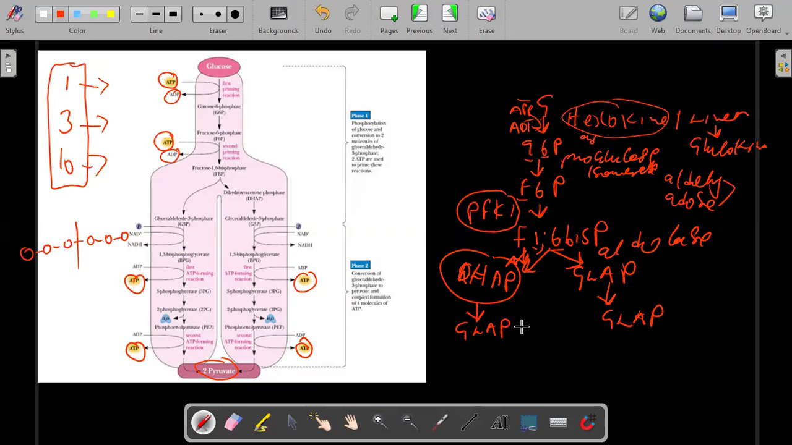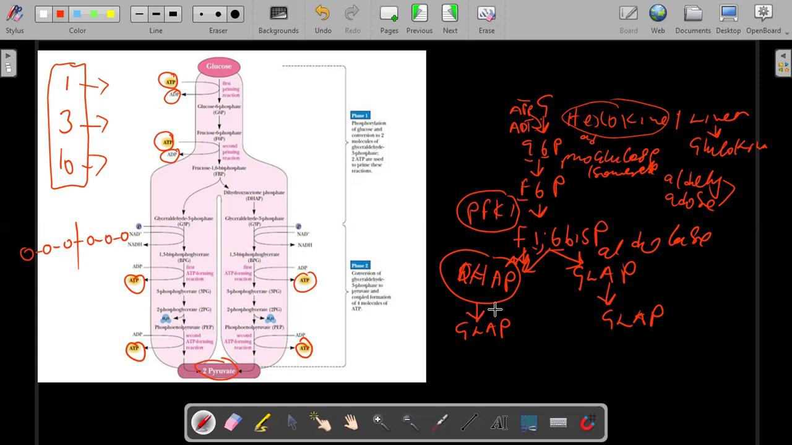This is an isomerization reaction as well. You can see these are 3-carbon molecules. What we've just done here is move the functional group. This one is a ketone, and the other is an aldehyde. So we've converted the ketone to an aldehyde. It has just moved a functional group from position number 2 to position number 1.